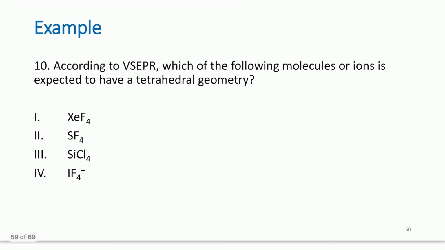According to VSEPR, which of the following molecules or ions is expected to have a tetrahedral geometry? Well, let's draw them out. XeF4, xenon has 8 valence electrons, fluorine has 7, there's 4 fluorines, 28 valence electrons of fluorine plus 8 gives me 36 valence electrons. When I give them all their lone pairs, I find that I still have 2 lone pairs left that need to go to the central atom.